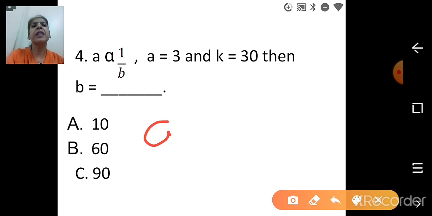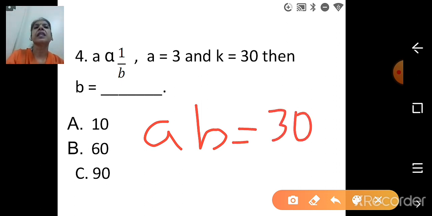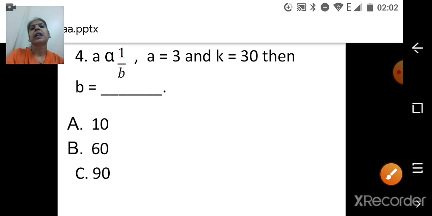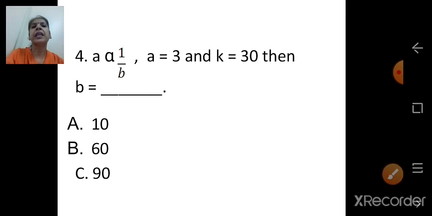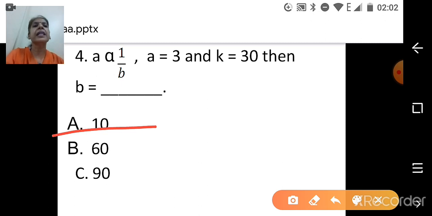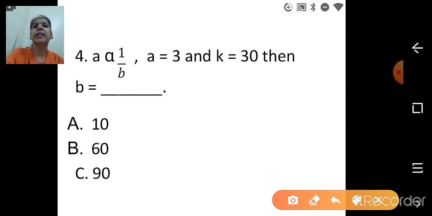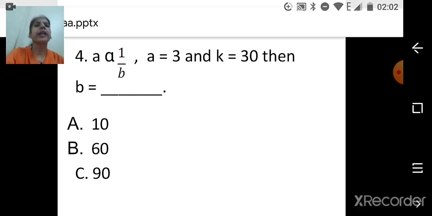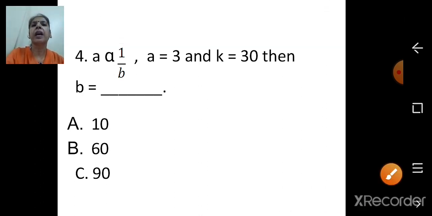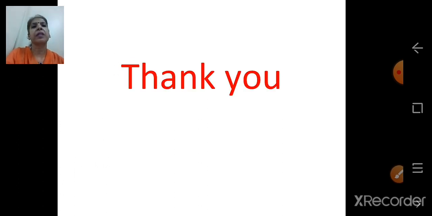So first remember the equation of inverse variation, it is AB equals k. Then substitute the values and get the answer. The answer is 10, so your option A is 10, right? This is the way we are going to solve and find our answers. Do the calculation and click the correct option.